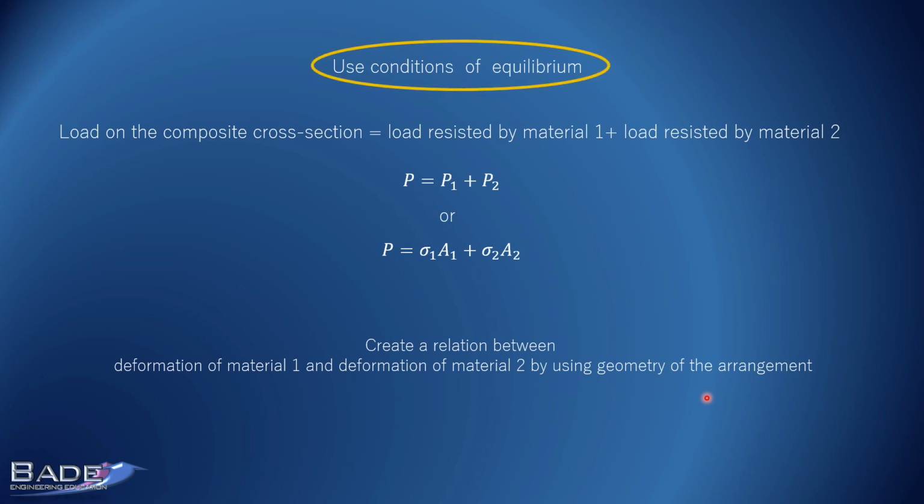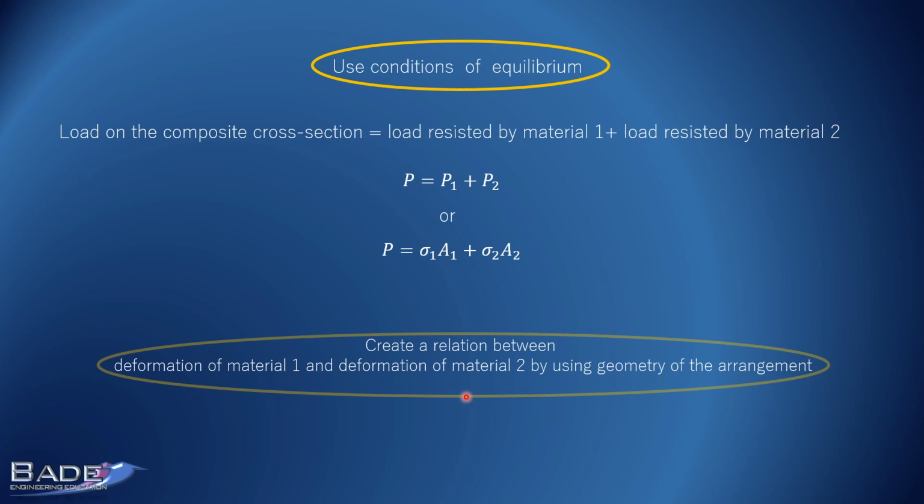So remember, use conditions of equilibrium. Total load on the composite cross section is load taken by material 1 plus load taken by material 2. And the same statement, if required, you can write in terms of stresses. Then you should use a relation between deformations of the two materials. And how to create this relation? Simple, by geometry of the arrangement.